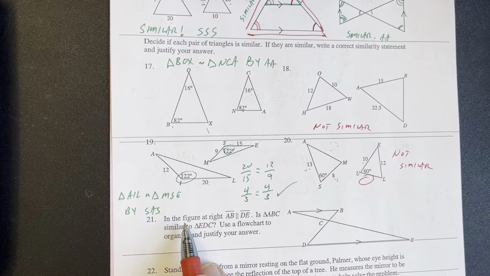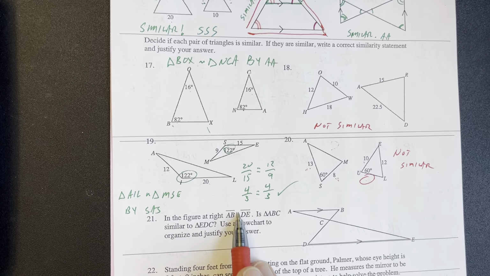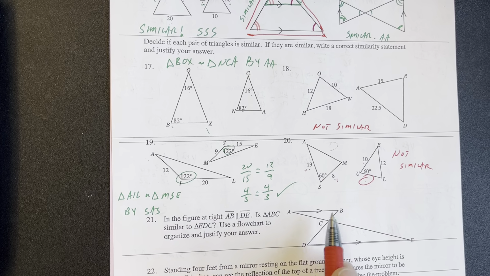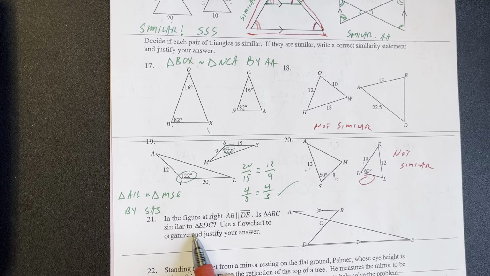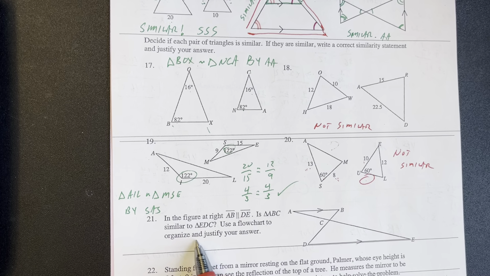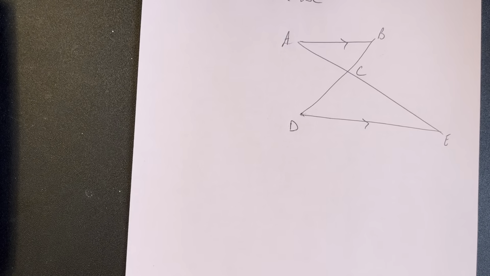Okay, last one. In the figure at right, we're given that side AB is parallel, that's what the symbol means, to DE. AB parallel to DE. Is triangle ABC similar to EDC? Use a flowchart, organize, and justify your answer. So I'm gonna do that on a separate piece of paper. Here is my separate piece of paper.